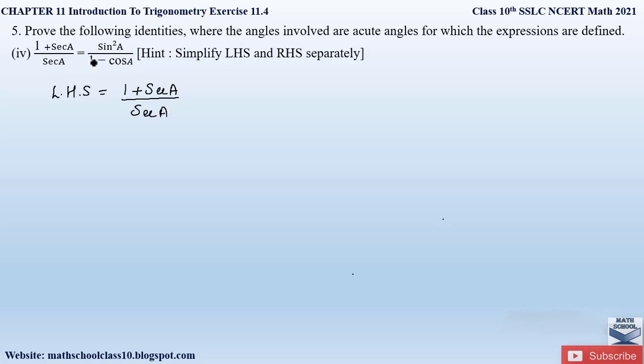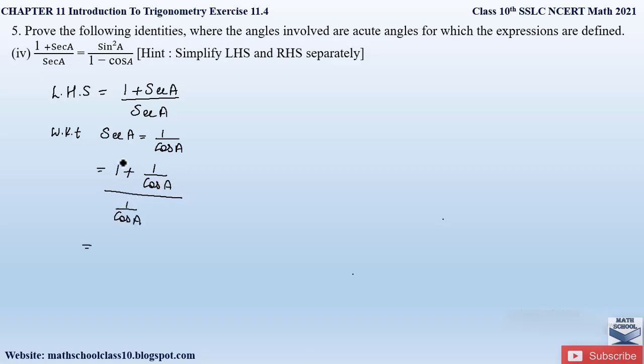So in the right hand side it is in terms of sine and cos. So let us convert this secant to cos or sine. So we know that secant a is equal to 1 by cos a. Okay, so let us substitute secant a equal to 1 by cos a here. So therefore in the numerator we get 1 plus 1 by cos a divided by, again instead of secant we'll write 1 by cos a.